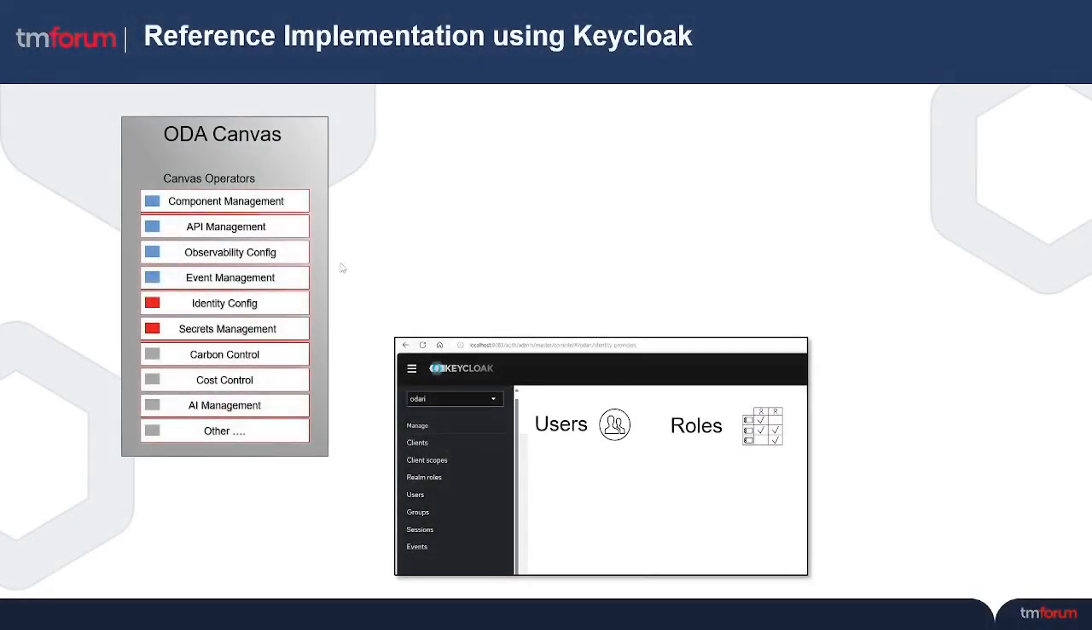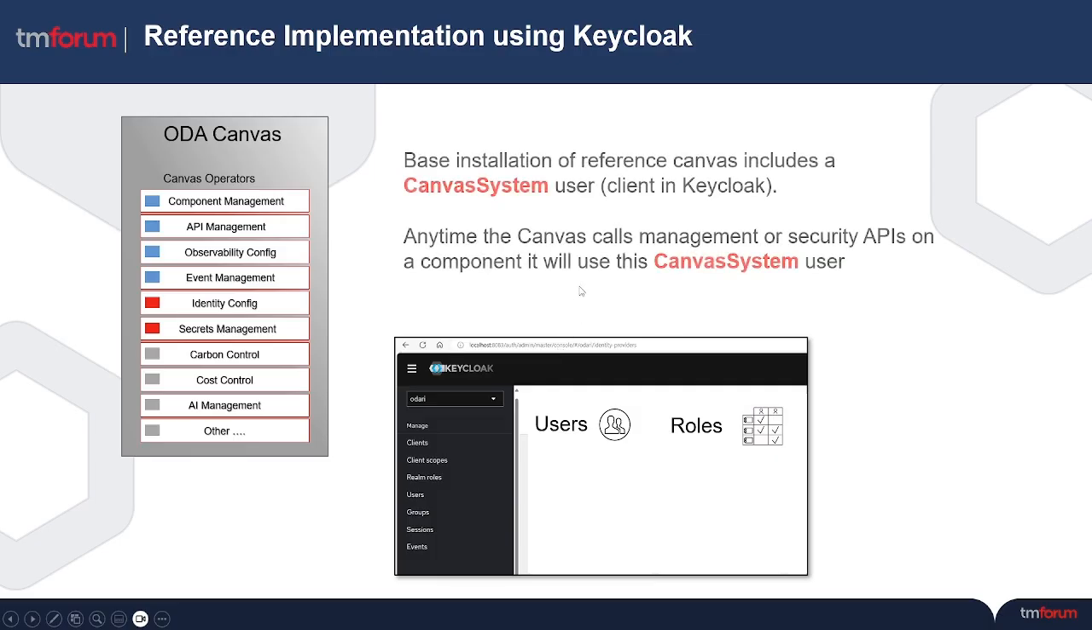So the first thing is, when I install the base canvas, and I have Keycloak as part of my installation, the installation will include a CanvasSystem user, which is called a client in Keycloak. And the idea is, when the canvas is calling any services, it does it as this CanvasSystem user. So if the canvas is calling management or security APIs on a component, it will use this CanvasSystem user.